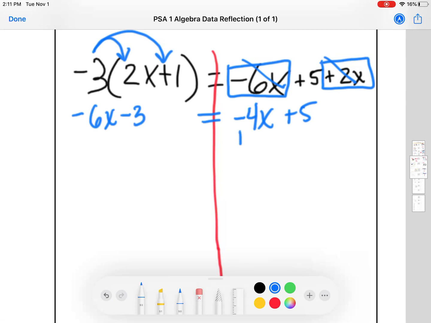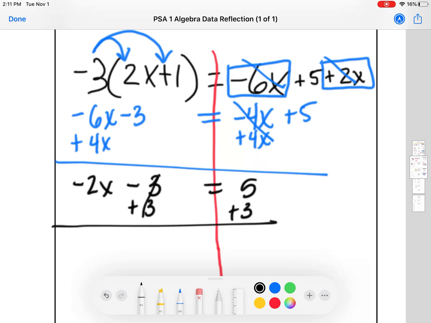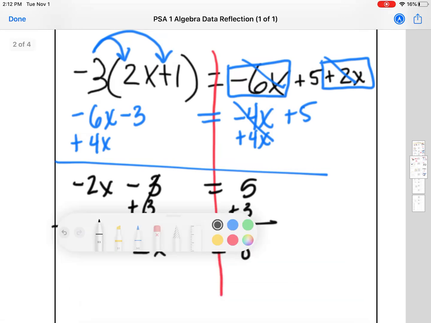Next step, I need to take this letter and move it to the left. So plus 4x, plus 4x. -6 plus 4 is -2x. Bring down the -3. Bring down the +5. Next, to get x by itself, I need to get rid of a -3 by doing +3. That leaves you with -2x equals +8.